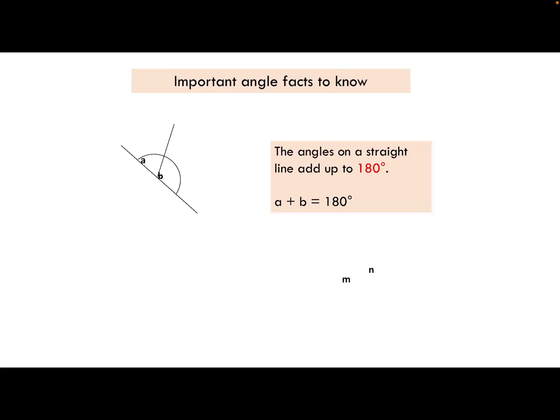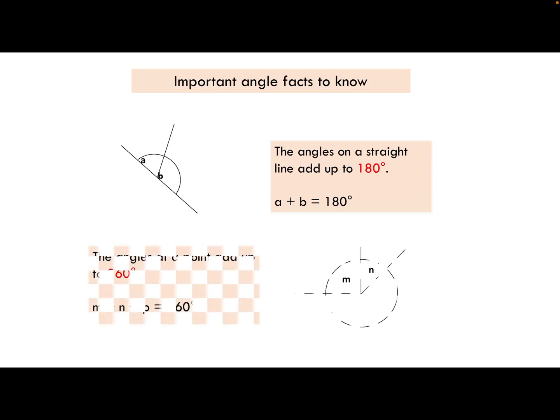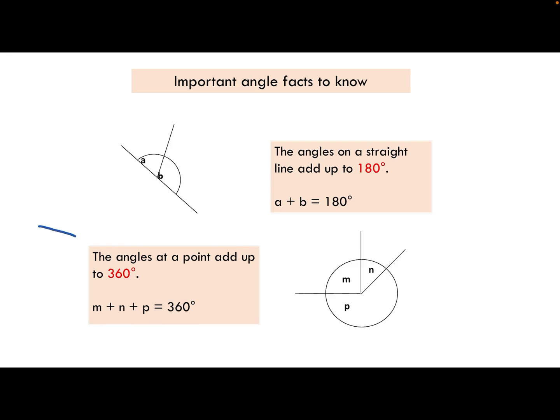So, important angle facts to know. Angles in a straight line add up to 180. We've got here A add B is 180. When we're talking about angles around a point, they need to add up to 360. Because if you think about it, if I extend this horizontal line, I've got 180 degrees there and 180 degrees there around this point, and that's 360. 180 add 180 is 360.